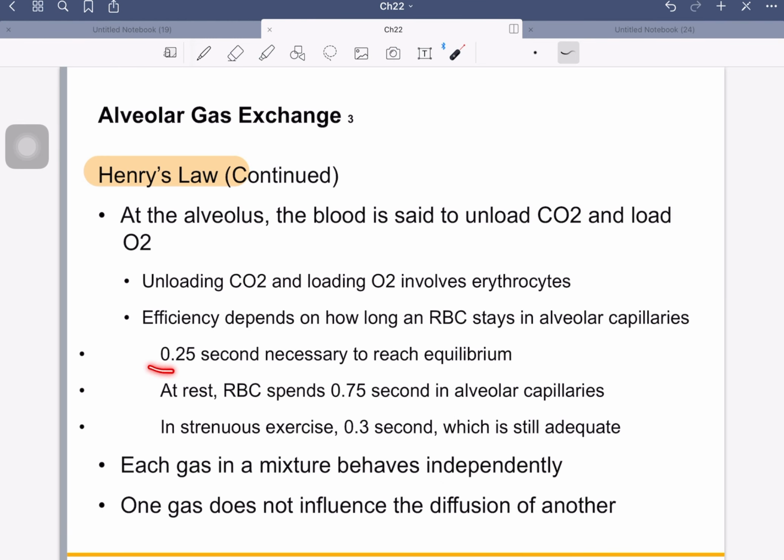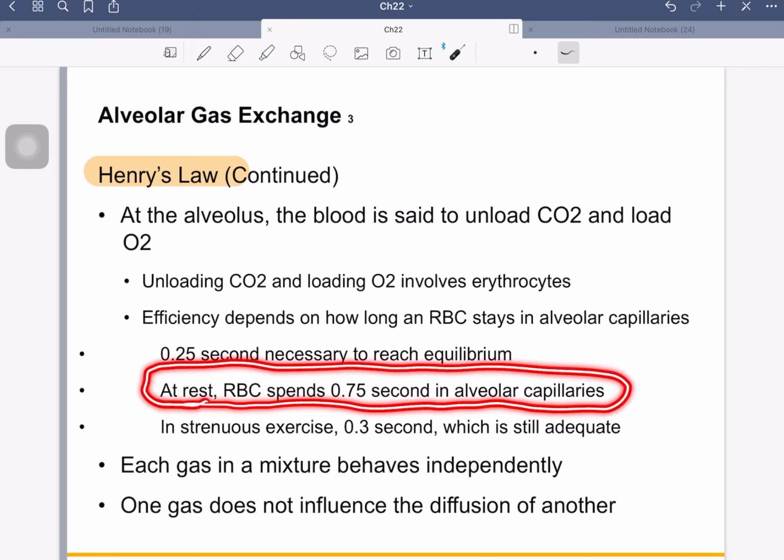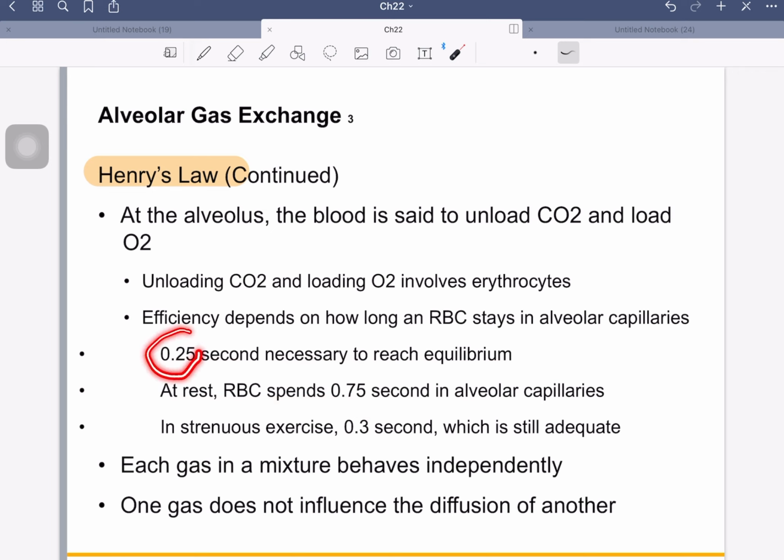So, as I said, it takes about a quarter second to reach equilibrium. Now, at rest, the blood isn't moving that fast. It's moving, but it may have 3/4 of a second. So I only need 1/4 of a second. So that's 3 times the amount of time I need. So certainly even at rest, there's lots of time to reach equilibrium and get rid of some of the CO2, and conversely, pick up some of the O2.